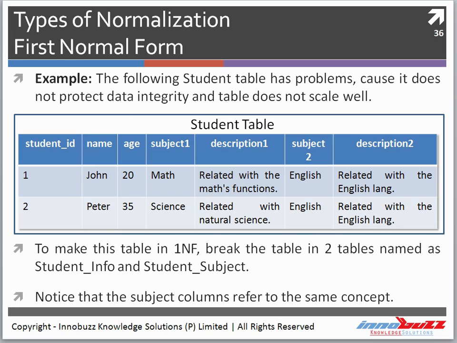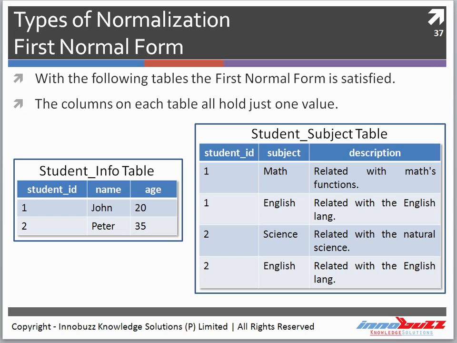Let's see this example. The student table has problems because it does not protect data integrity and the table does not scale well. As you can see, the columns subject 1 and 2 and description 1 and 2 make the data redundant. Let's see how to make this table 1NF. Now we have two tables, the student info and the student subject. With this modification, the tables are in first normal form.